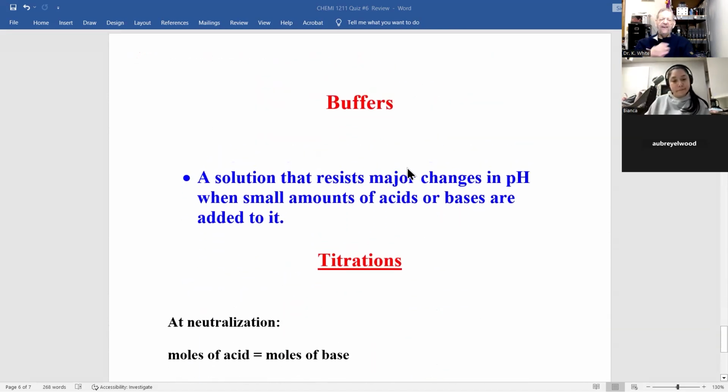Now, an important aspect, which I'm not going to go that much into, is buffers. Buffers are a solution that use equilibrium, or Le Chatelier's principle. So if you shift the equilibrium by adding a small amount of acid or base, it shifts in such a way that it brings it back to neutral pH, or it stops the pH from changing. So what you should know is a buffer solution is a solution that resists major changes in pH when a small amount of acid or base are added to it.